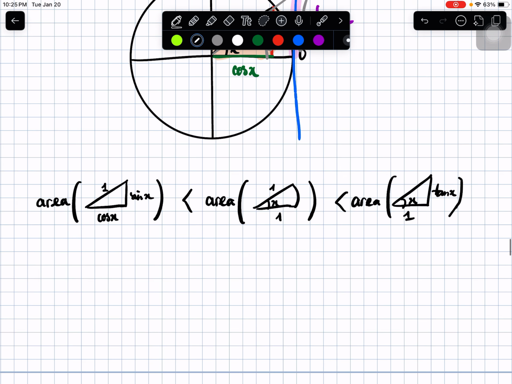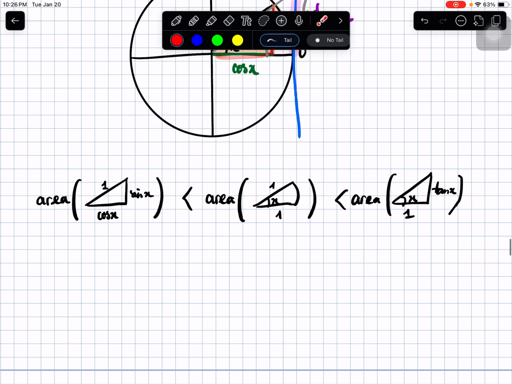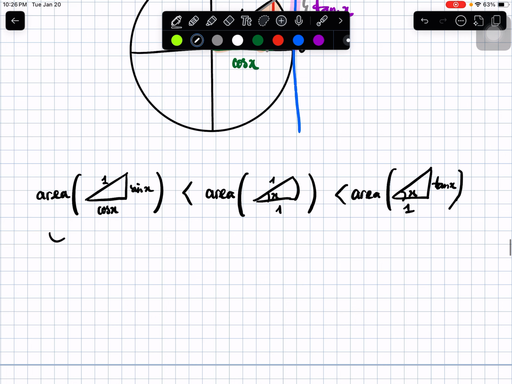The area of the first one is easy. It is a right triangle. One length is cosine, the other one is sine. So this area is 1/2 cosine x sine x.